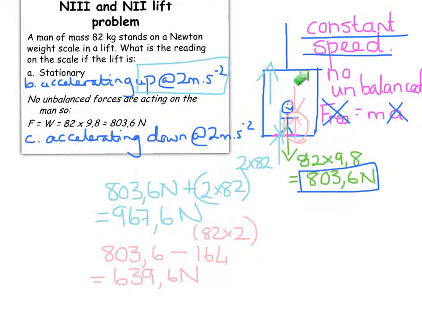Think about it again. Close your eyes and imagine that a lift is at the top floor and it starts going downwards. It accelerates downwards. At that point, you feel like you've left your stomach up behind and you feel much lighter. 639,6 newtons is much less than 803,6 newtons. So here you can see how we've got action-reaction pairs that are going to be added or subtracted onto your normal weight when you are moving up or down in a lift.